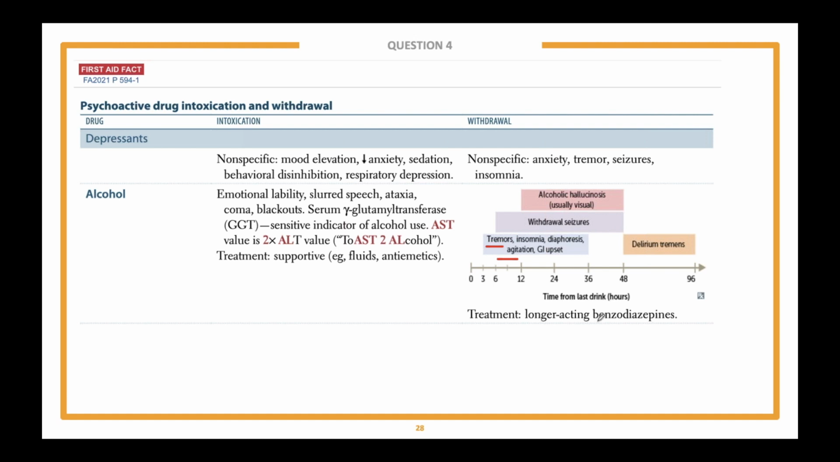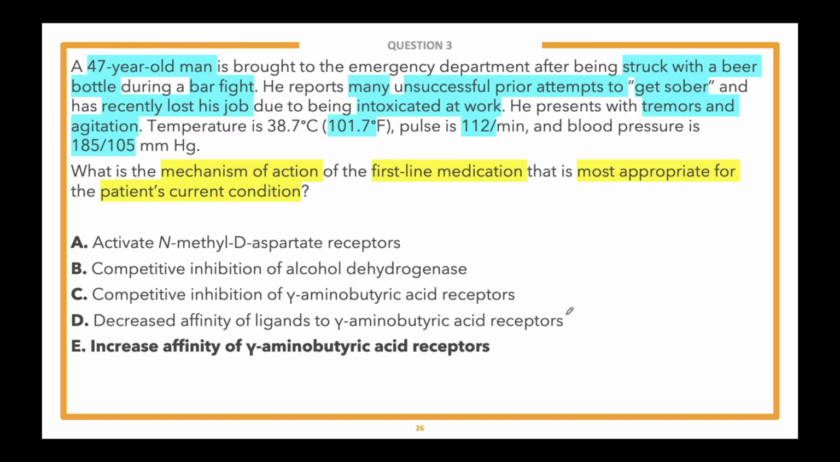So let's go back to our vignette and then take a look at the other answer choices and why those are less correct. So D, decreased affinity of ligands. This would actually lead to more stimulation of the CNS system, kind of the opposite mechanism of benzodiazepines. So not a good answer there. Answer choice C, competitive inhibition of GABA receptors. This would also lead to CNS stimulation as well. So not a good answer choice there as well.